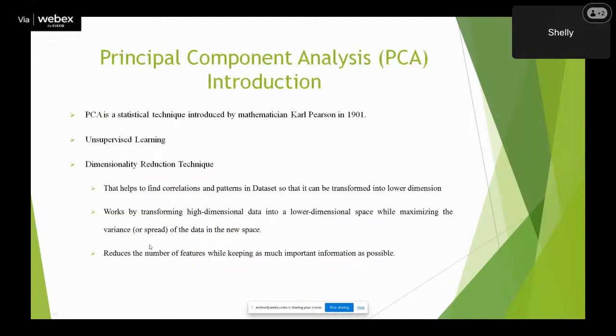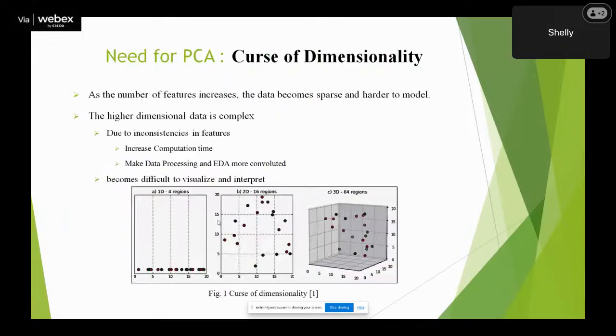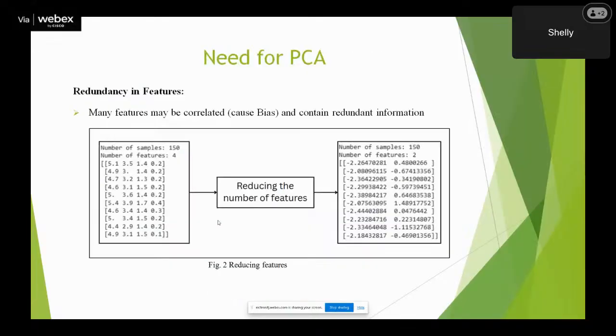So if you see this point, it works by transforming high dimensional data into a lower dimensional space while maximizing the variance or spread of the data in that particular new space, right? And how is it possible? It is possible through reducing the number of features while information loss is minimum, right? So this point also needs to be focused on, that much information is not being lost in this particular scenario. So that is why we reduce the number of features while keeping as much information as we can for the particular analysis. Now, what is the need of PCA?